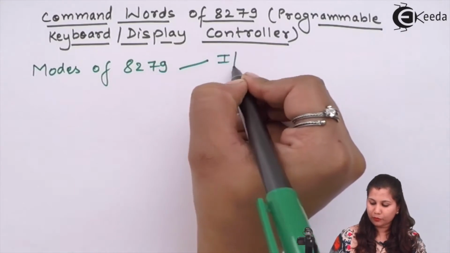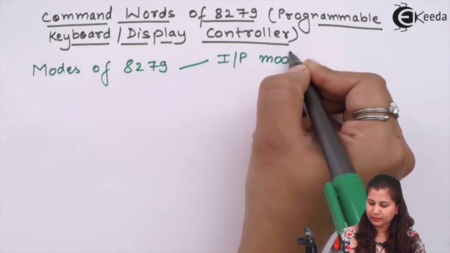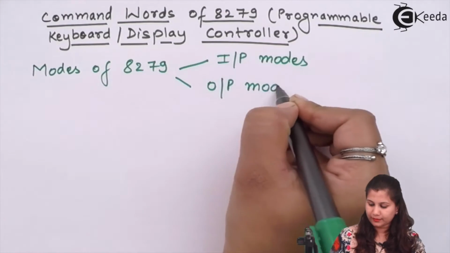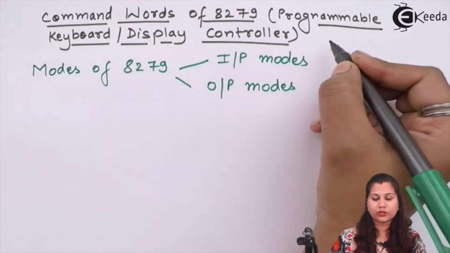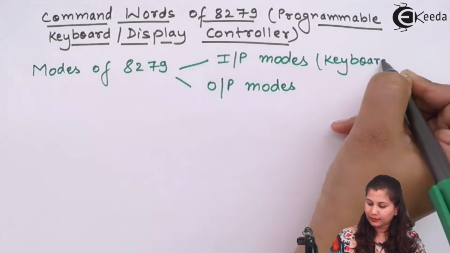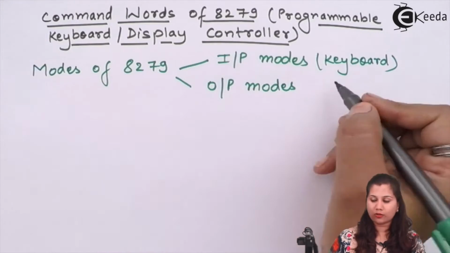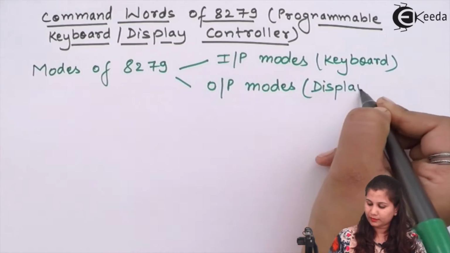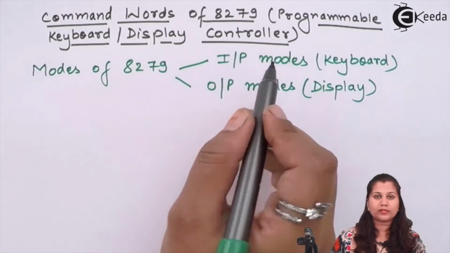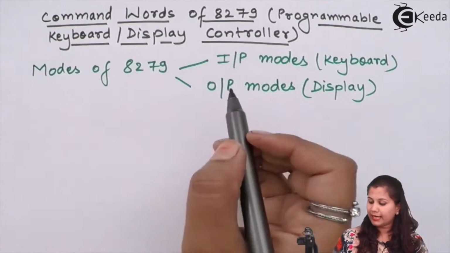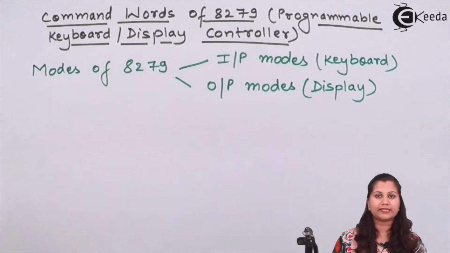then we have input modes and output modes. These input modes are also known as the keyboard modes, and output modes are also known as the display modes. In input modes, we interface the keyboard with the central processing unit, and in the output mode, we interface the display devices with the CPU.